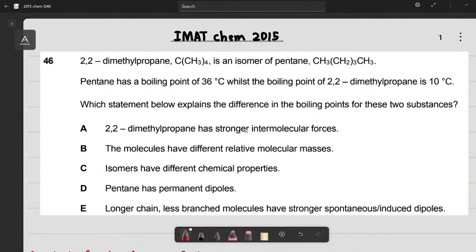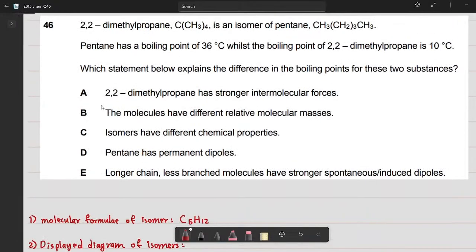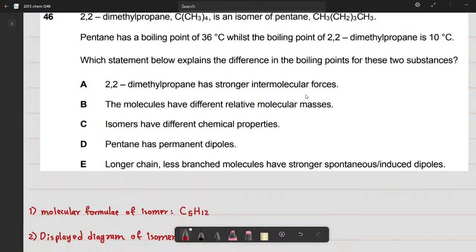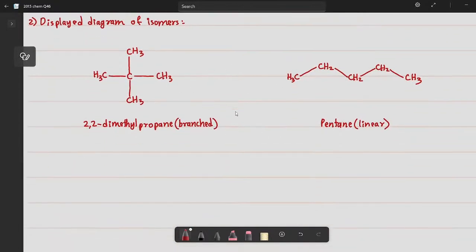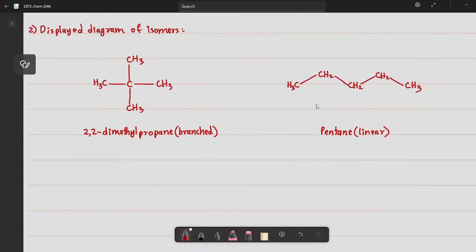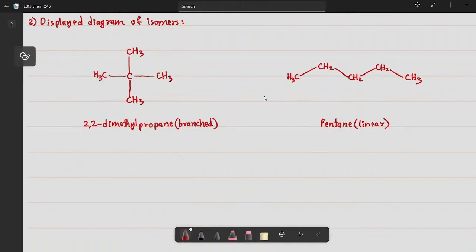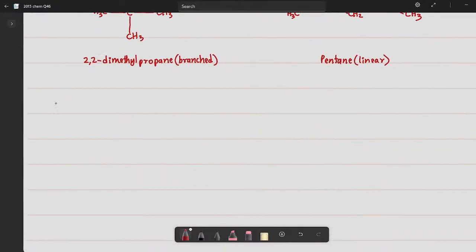So now we can explain the difference in boiling point for these two substances. We can go through each option to explain the difference in the boiling points. The first option says 2,2-dimethylpropane has stronger intermolecular forces. We must also know that both are hydrocarbons and alkanes. So now, this is the explanation for option A.